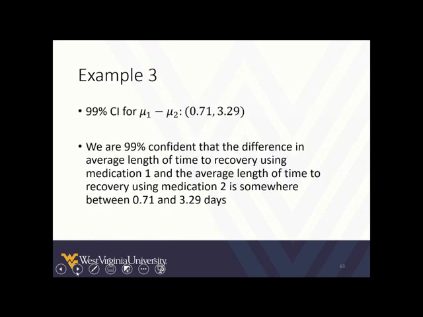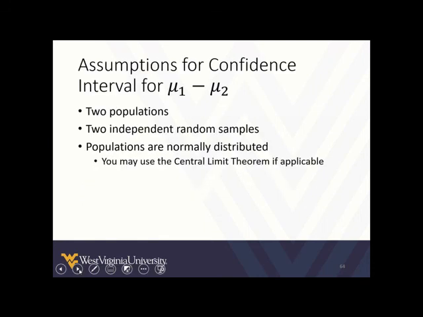And so what we can say properly is that we are 99% confident the difference in average length of time to recovery using medication 1 and the average length of time to recovery using medication 2 is somewhere between 0.71 and 3.29 days. Okay, so this does bring us almost to the end of this lecture.